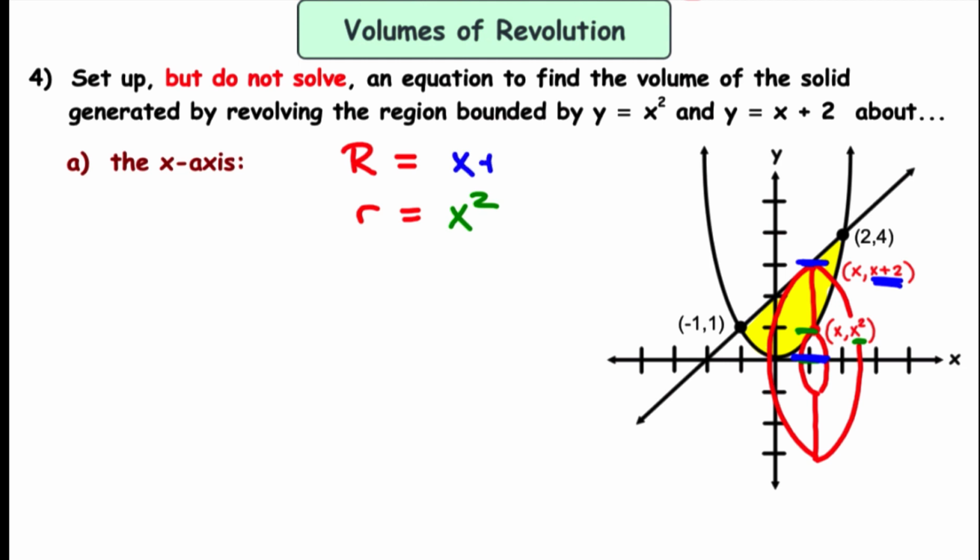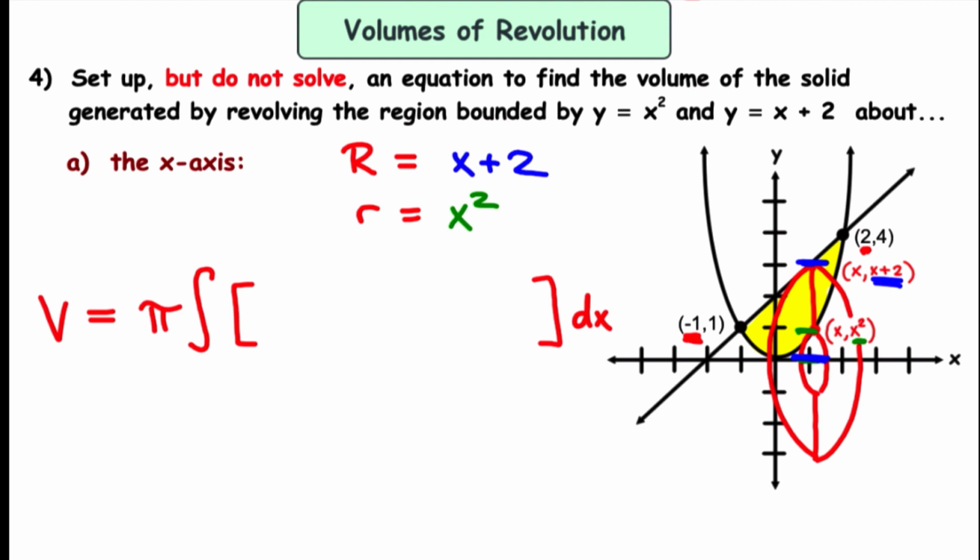So pretty straightforward. And since it says set up but do not solve, it doesn't really matter if I have a calculator or not. I just have to write out my formula, put a big box around it, and walk away. We're going to be integrating from x is negative 1 to x is 2, because we use those points of intersection to get our limits of integration.